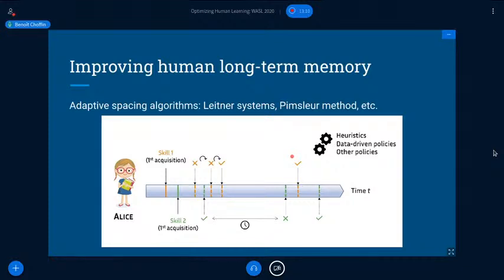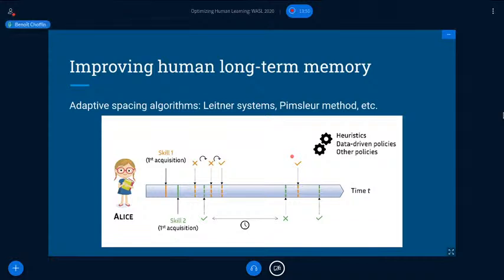What I want to talk to you about right now is, we saw with JJ how we could adaptively select the next item to ask the student so as to converge on the correct knowledge about his or her knowledge state, which is called cognitive diagnosis. But what we can also want to do is to improve the way humans learn, not only assess, and especially we can want to optimize and improve human long-term memory with, for example, the help of adaptive spacing algorithms.